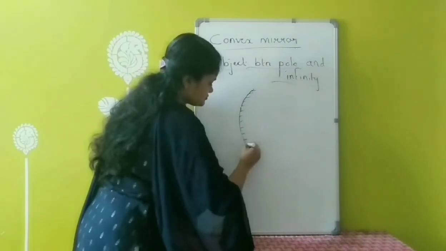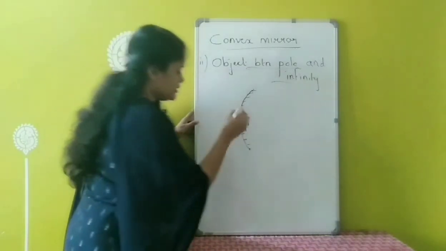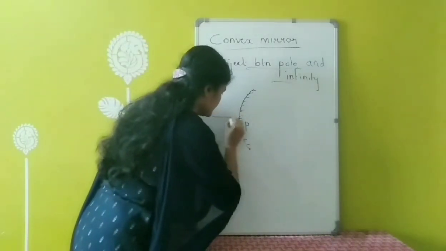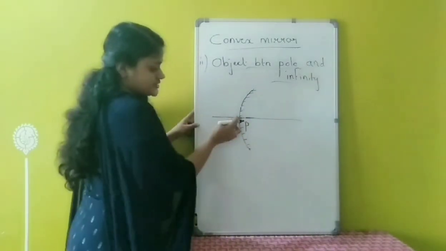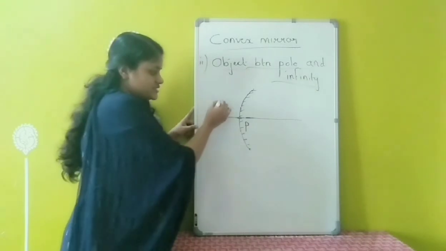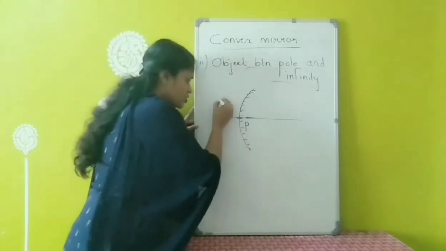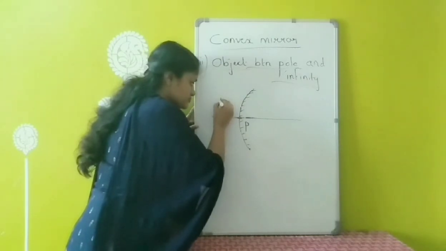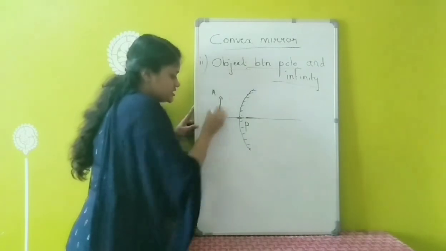Pole, then principal axis. So this is pole and we are considering object anywhere. So I am taking object somewhere here. So object is between pole and infinity only. Okay. So I am taking one object here. Suppose this is the object. Okay. So AB is the object.